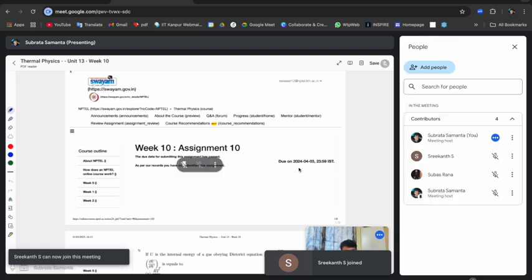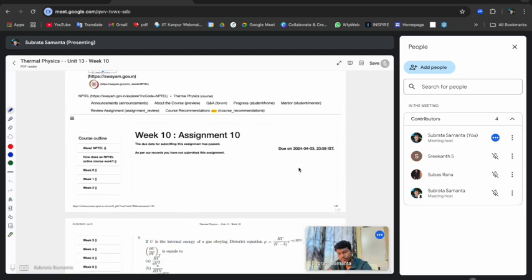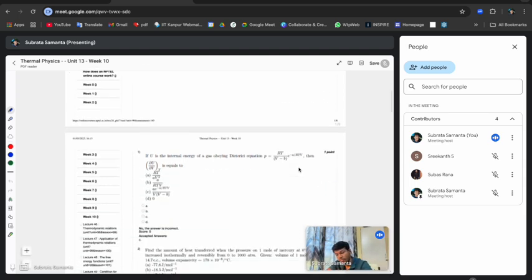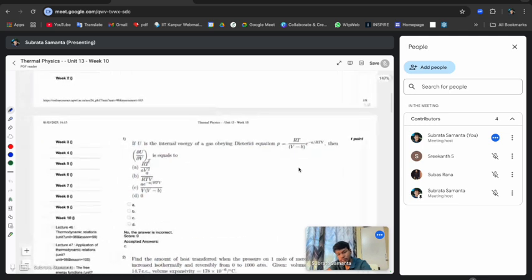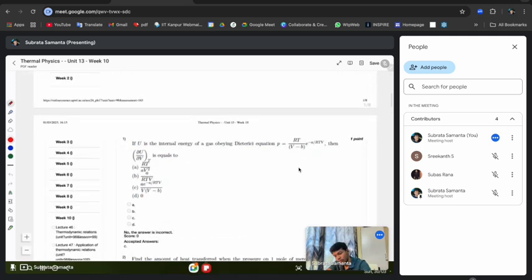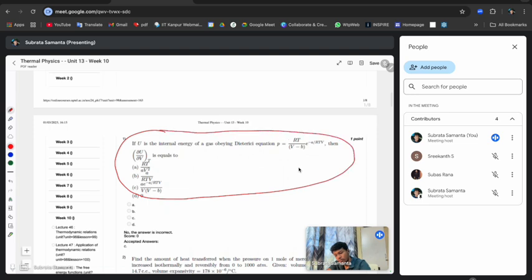It seems there are no more questions, so I will continue solving the problems. In the first problem, U is the thermal energy of a gas obeying the Dieterici equation, P equals RT over V minus b, times e to the power minus a over RTV. Then ∂U/∂V at constant temperature is equal to, so you have to calculate this.